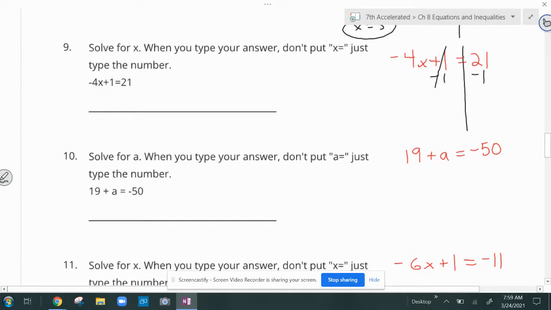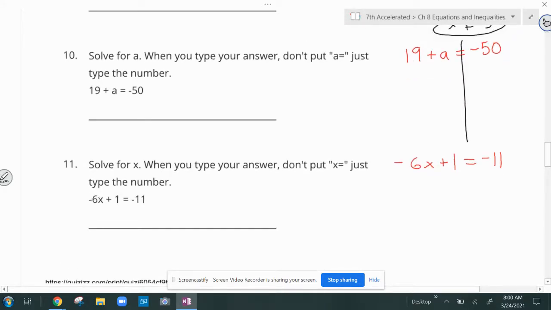All right, we have just our regular two-step equation. We get rid of the constant term first, and then add it to the side, or subtract it from the side. Negative 4x, that gives us 20. Divide by negative 4, divide by negative 4. X equals negative 5.